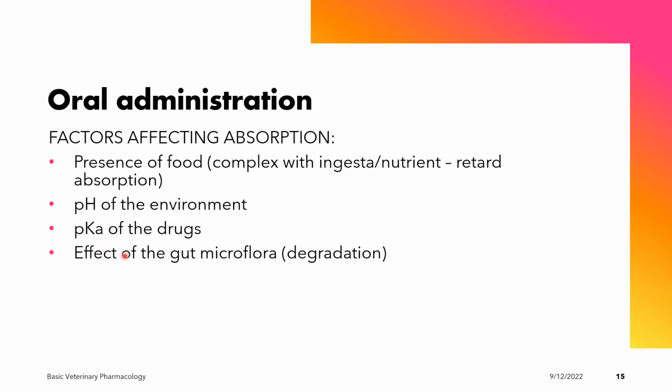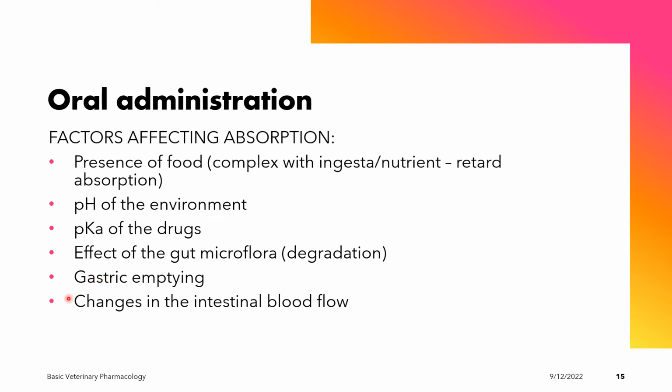We also have the effect of the gut microflora. The gut microflora can induce the degradation of the drug, and this is particularly important for ruminants. We also have the rate of gastric emptying. A faster gastric emptying can also limit the drug absorption. We also have the changes in the intestinal blood flow. Those segments of the intestines with greater blood flow also have greater drug absorption. Degradation in the liver, or the first pass effect, can of course greatly influence the amount of the drug that reaches the systemic circulation.